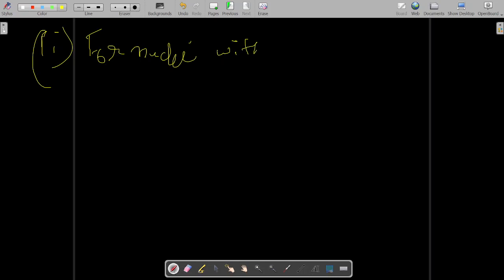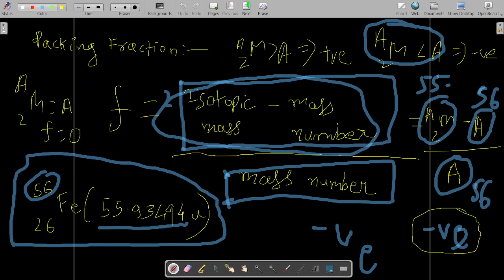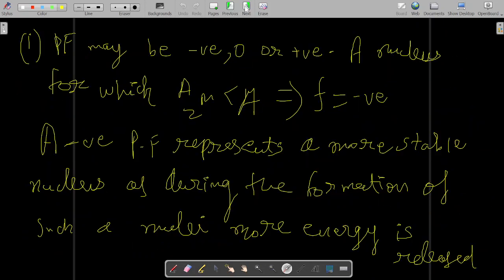Now the second point, for nuclei with F equal to 0. Very few nuclei are there with F equal to 0. For nuclei with F equal to 0, your isotopic mass will be equal to atomic mass number. The examples of these are very few. O 8 16 is one such example, C 6 12 is one such example, then H 1 1 is one such example, where the packing fraction comes out to be 0. How does it come out to be 0? Your isotopic mass becomes equal to the mass number. So when you subtract these, you get 0, and 0 divided by anything is 0.